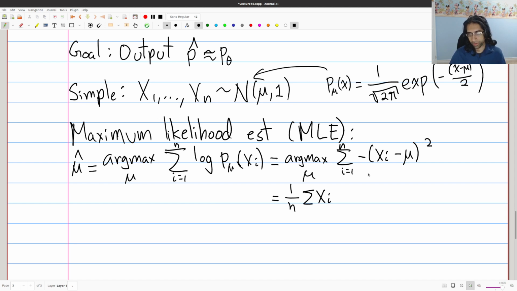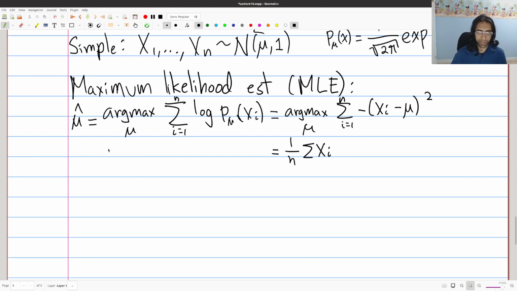And if you didn't follow this, you should try it yourself. Just verify this. You can do this simply by taking the derivative and setting it equal to 0. Moreover, we'll do this a bit later too, to see where it comes from as well. Okay, but this is the main idea.